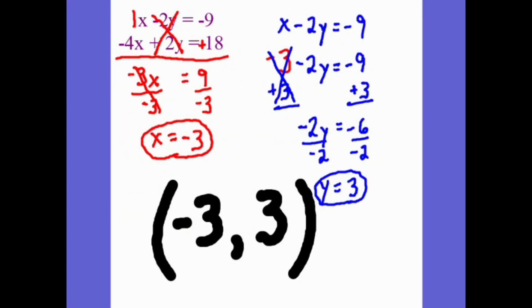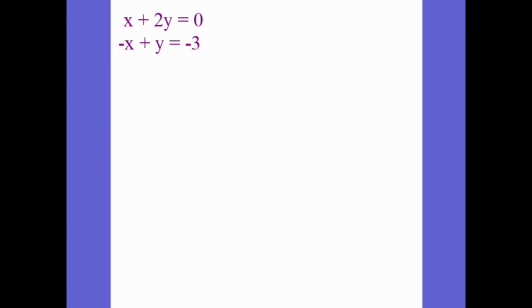Alright, let's move on to the next one. If you think you can do this on your own already, go ahead and pause. Otherwise, we'll just carry on. So, in this example, we have x plus 2y is 0 and negative x plus y is negative 3. Do you think anything can be eliminated? If you said x, you are correct.